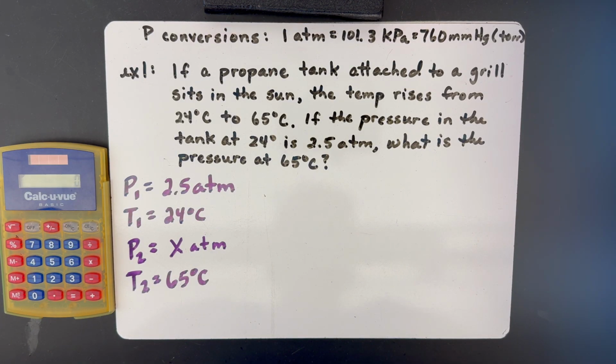If a propane tank attached to a grill sits in the sun, the temperature rises from 24 degrees Celsius to 65 degrees Celsius. If the pressure in the tank at 24 degrees is 2.5 atmospheres, what is the pressure at 65 degrees Celsius? So we're going to pull our variables out of our problem.